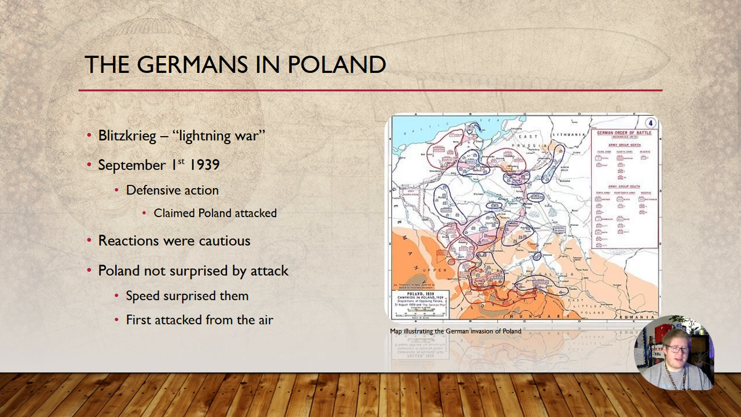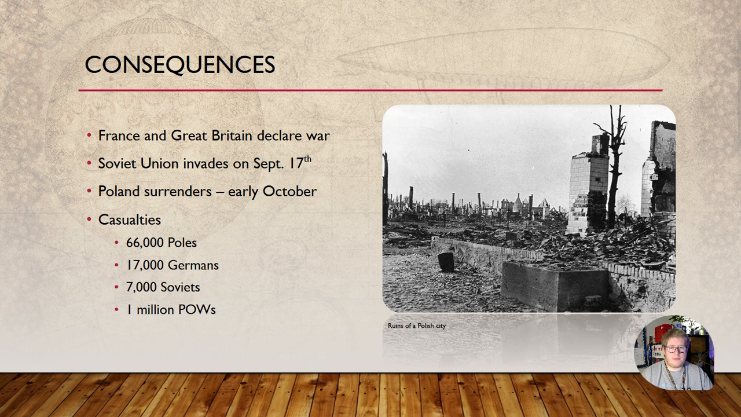We're not going to spend a ton of time on the invasion, but here are some consequences of this. As a result, France and Britain declare war. They're not going to be able to get to Europe for a little bit because of mobilization. The Soviet Union will also invade Poland on September 17th, 1939, from the east and basically smash Poland like a bug. Poland will surrender in early October 1939.